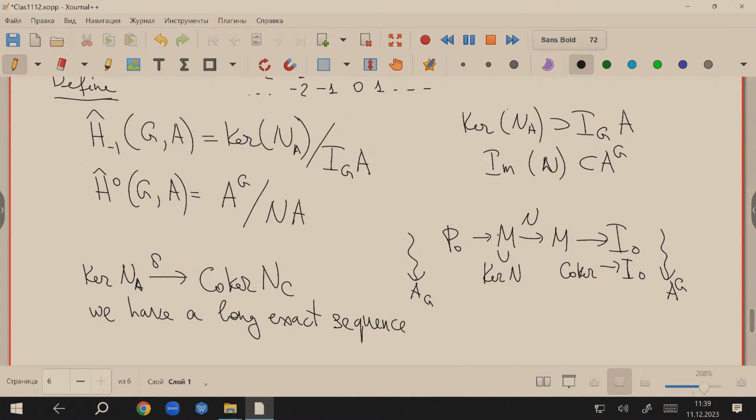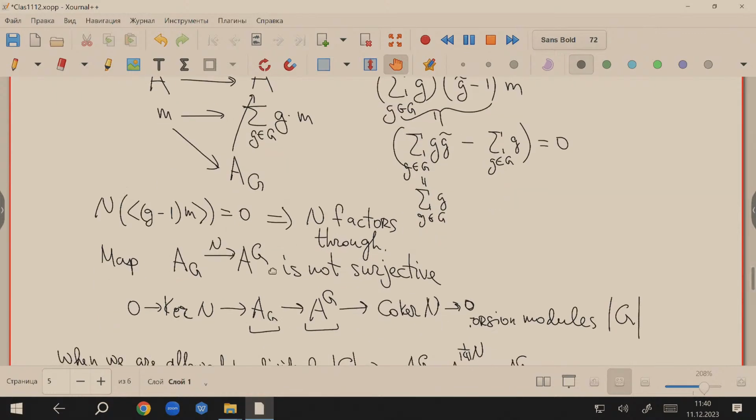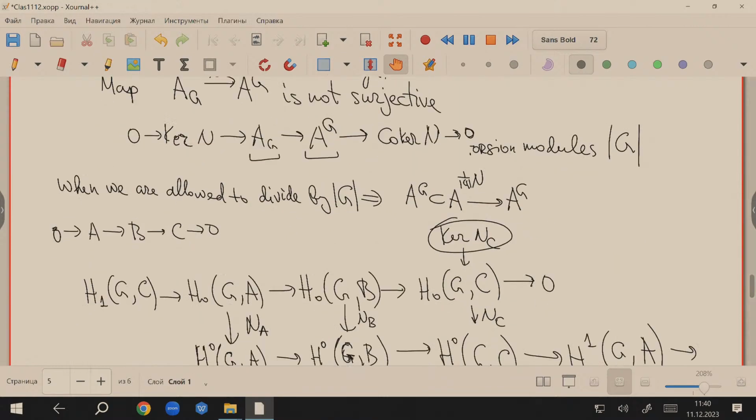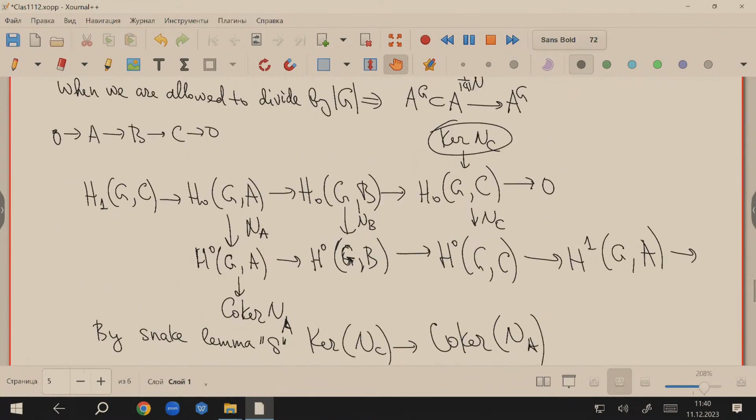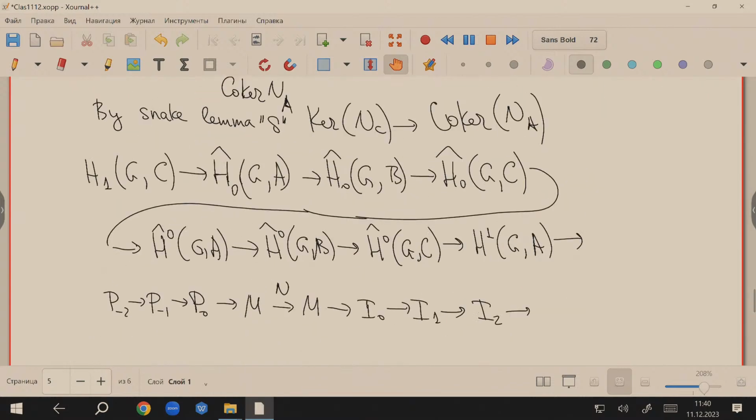And of course, the exercise is to prove that it is really a long exact sequence. I have already written this exact sequence. So we have matched these two exact sequences by writing down this long exact sequence with the newly defined groups.